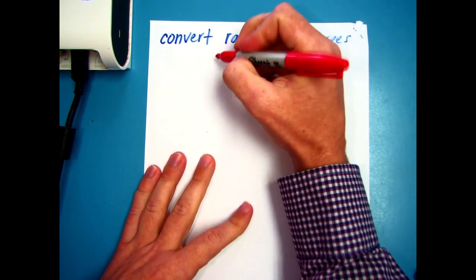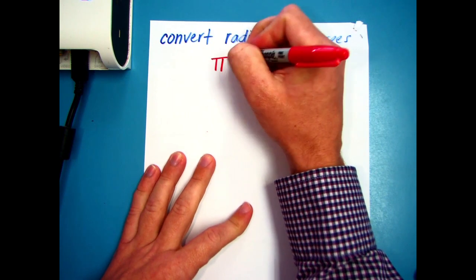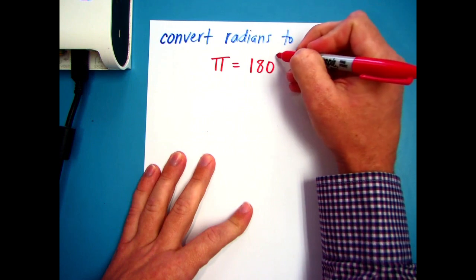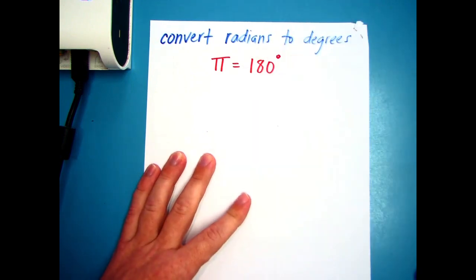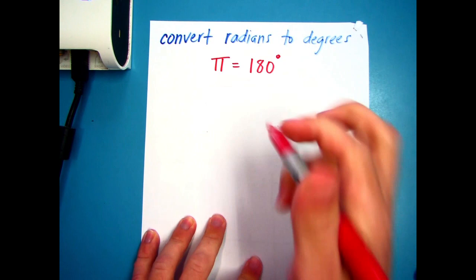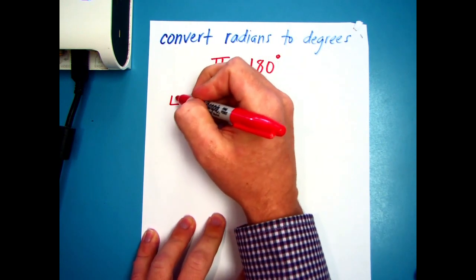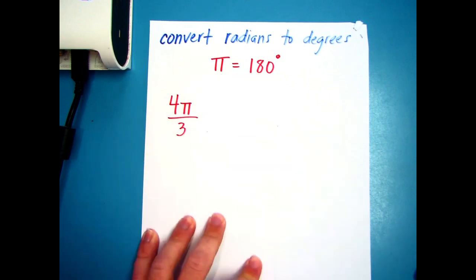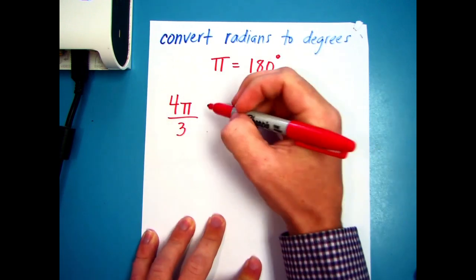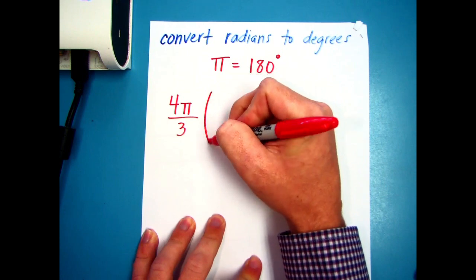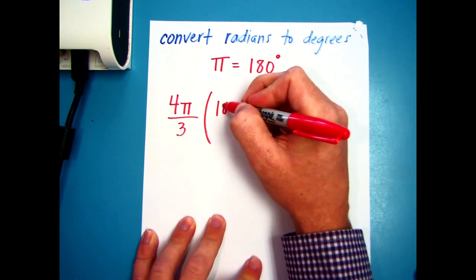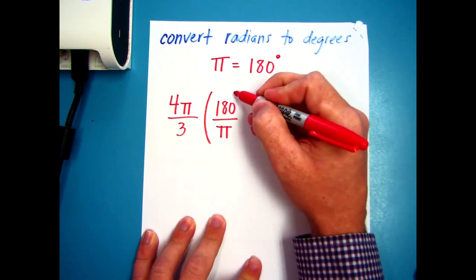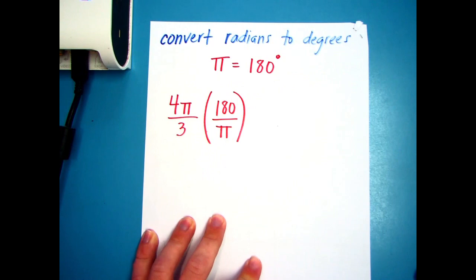Let's go back. Let's convert radians to degrees. Same scenario. When dealing with angles of measure, pi equals 180 degrees. So if your angle in radians is 4 pi over 3, let's convert that to degrees. This time, I'm going to multiply by 180 over pi. And you'll see in a moment here why we do that.